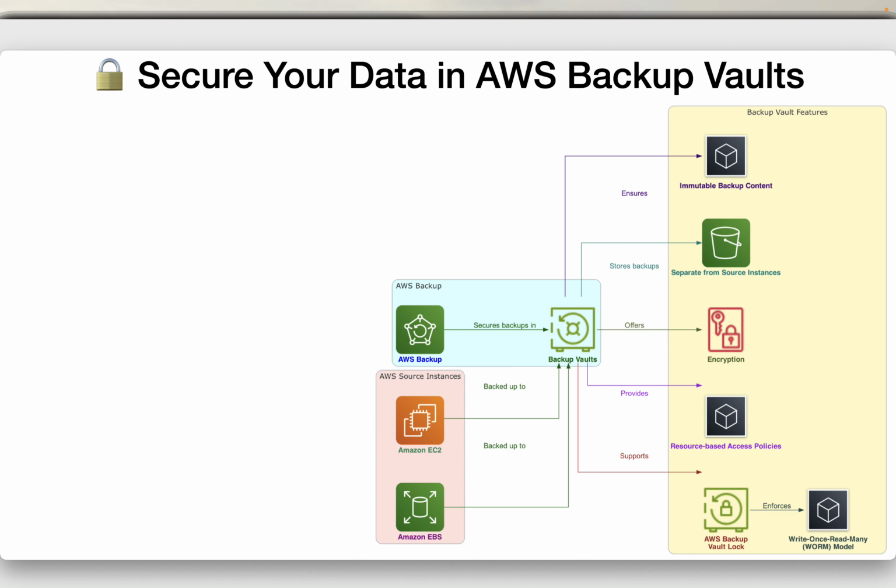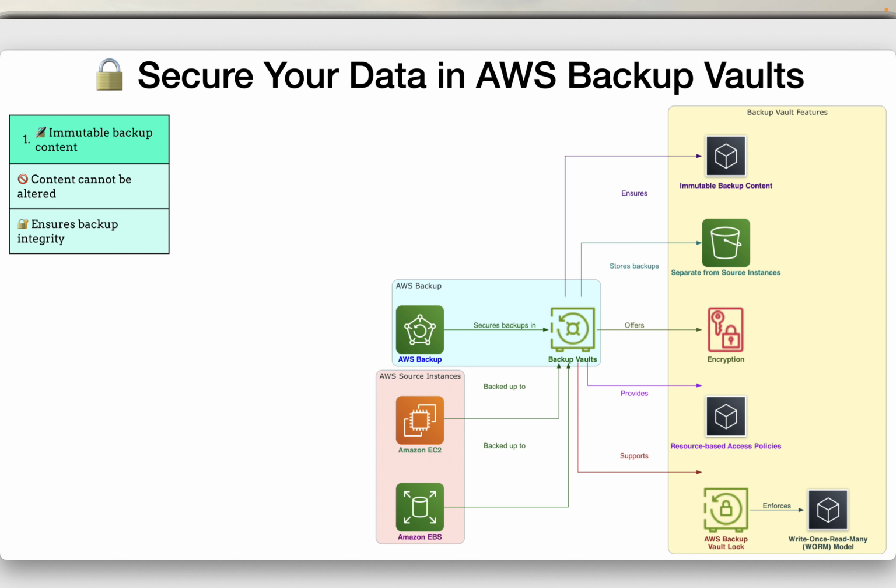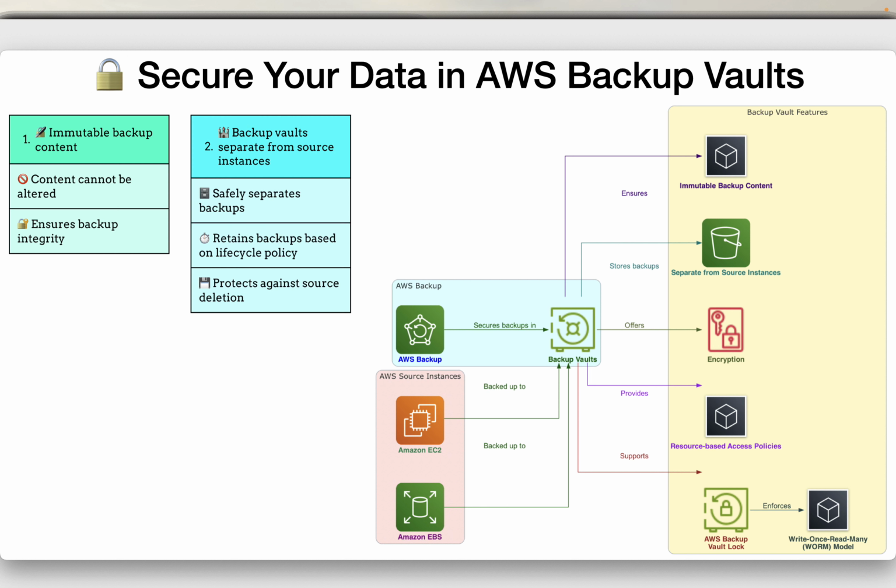Okay, next feature is secure your data in AWS Backup vaults. The content of each backup is immutable, meaning that no one can alter that content, ensuring the integrity of your backups. AWS Backup further secures your backups in backup vaults, which separates them safely from their source instance. For example, your vault will retain your Amazon EC2 and Amazon EBS backups according to the lifecycle policy you have defined, even if you delete the source Amazon EC2 instance and Amazon EBS volume.